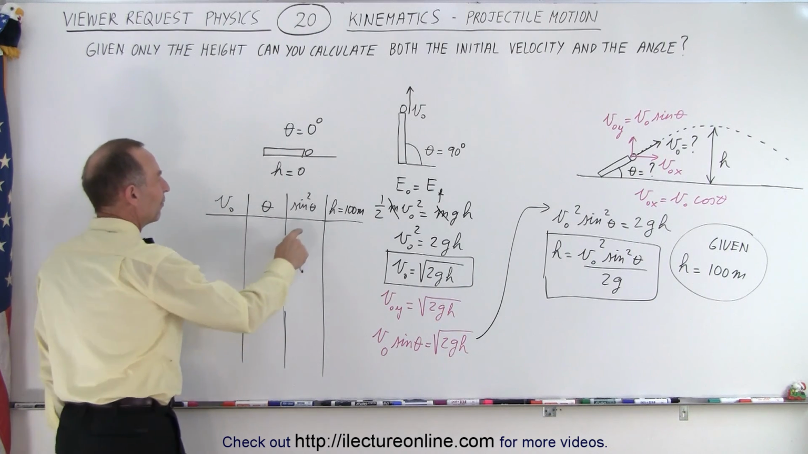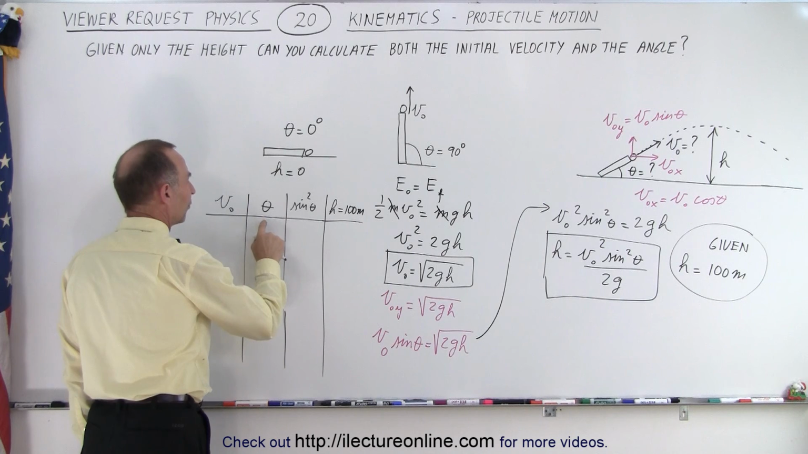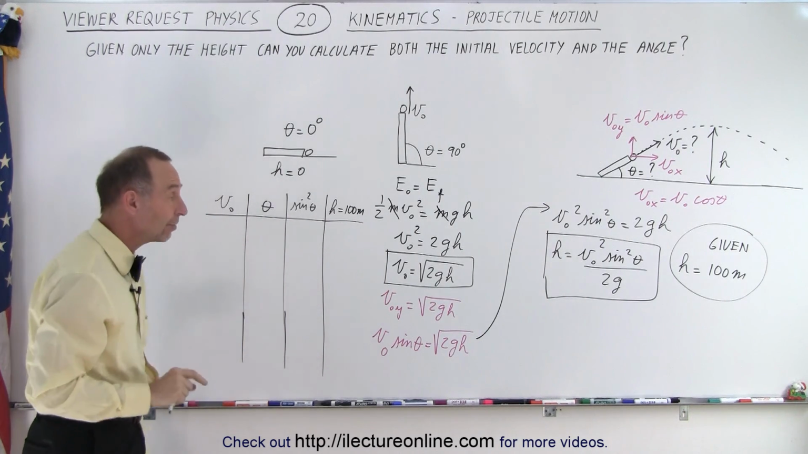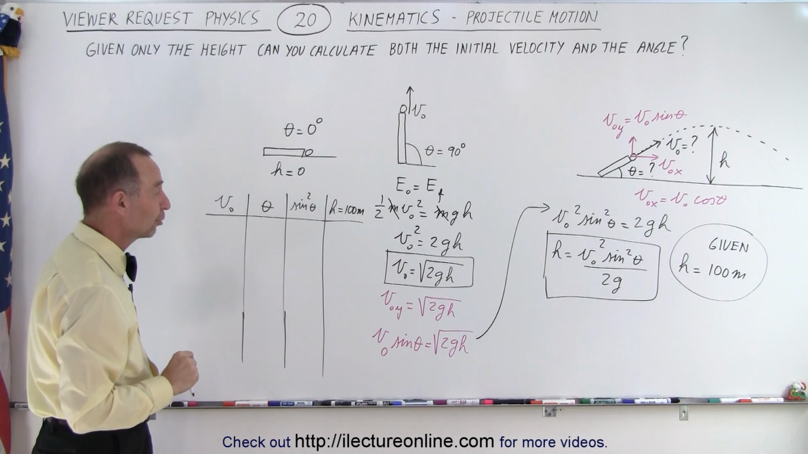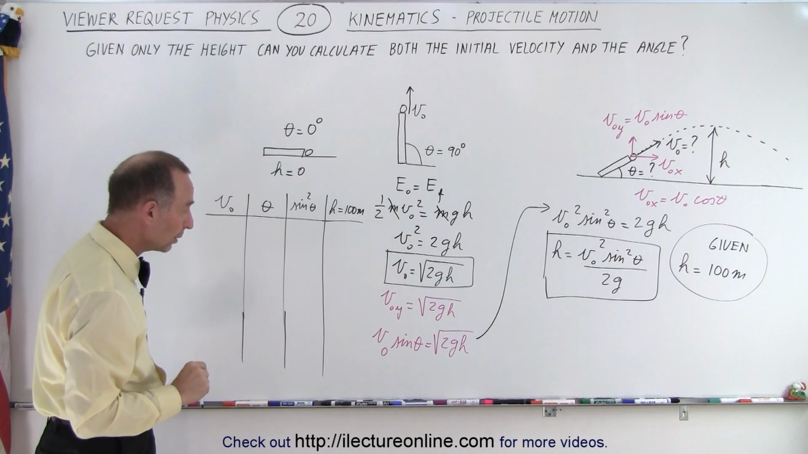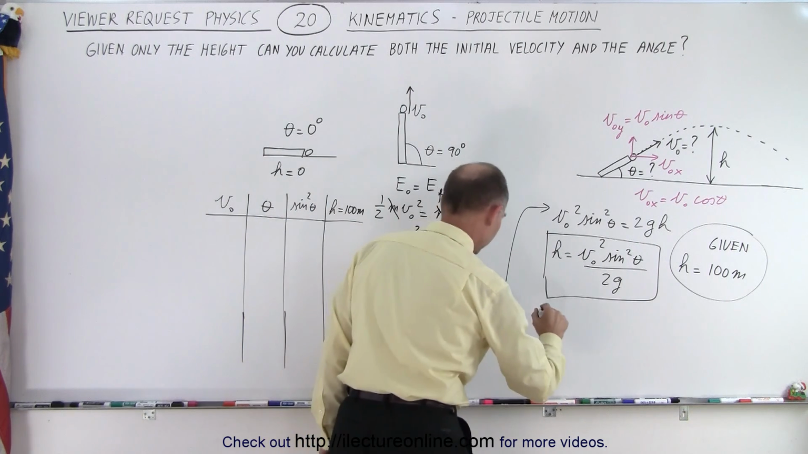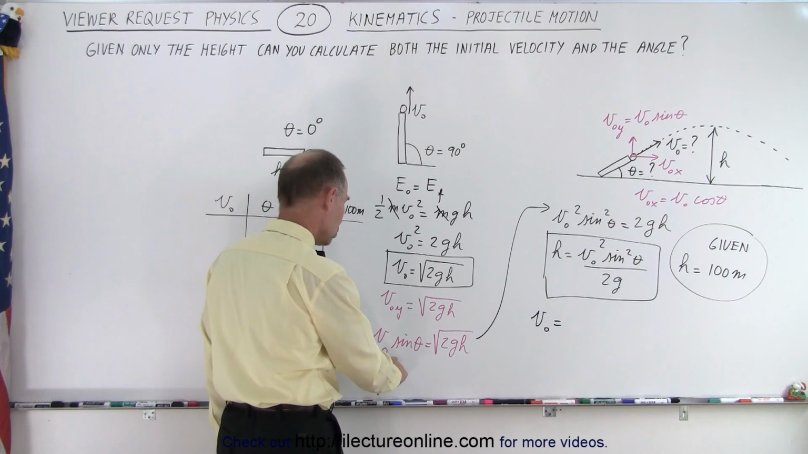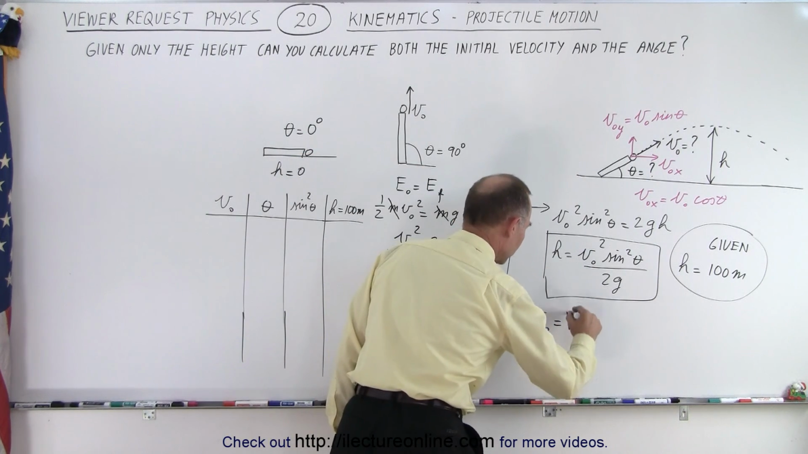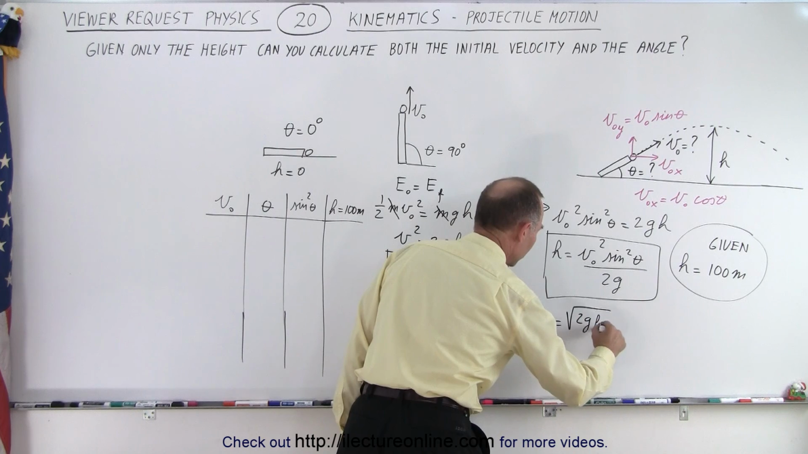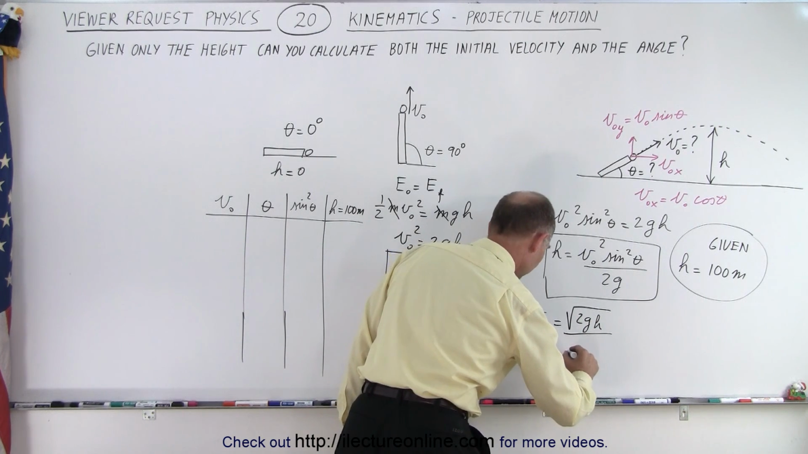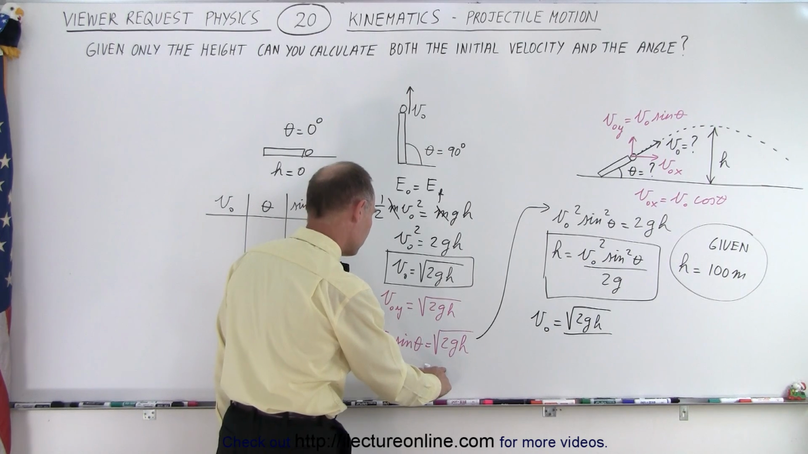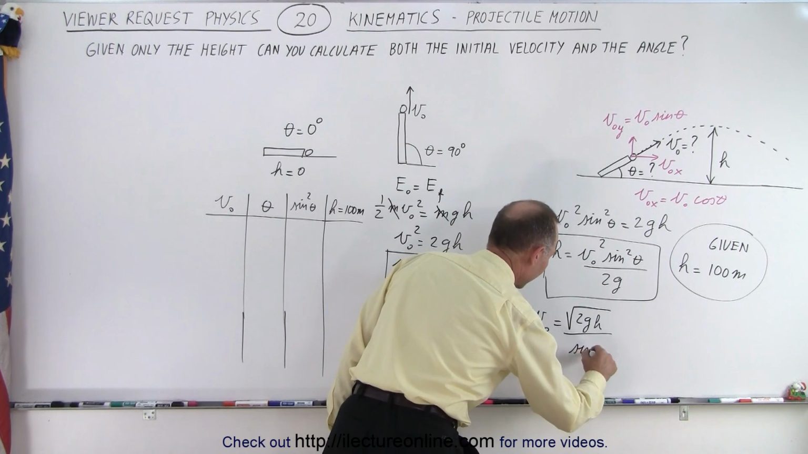We're going to calculate different sine of thetas. For different angles, we're going to calculate different sine squares of thetas, and then the corresponding v sub naught to get that height. So, what we're going to do here is as follows. V initial is going to be equal to the square root of 2gh divided by the sine of theta. There we go.